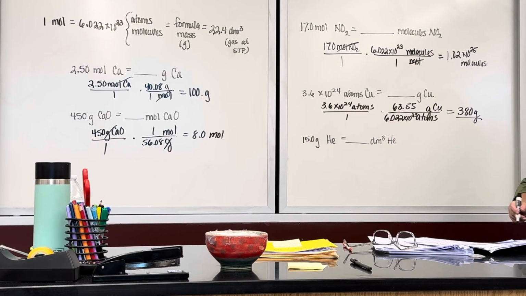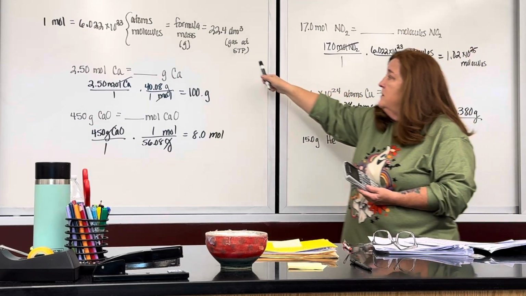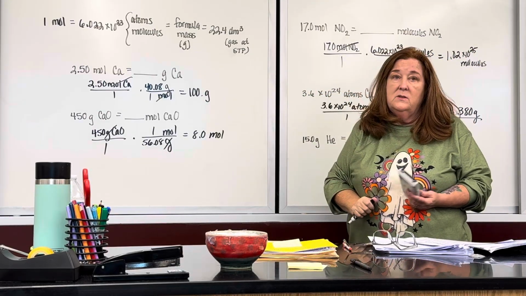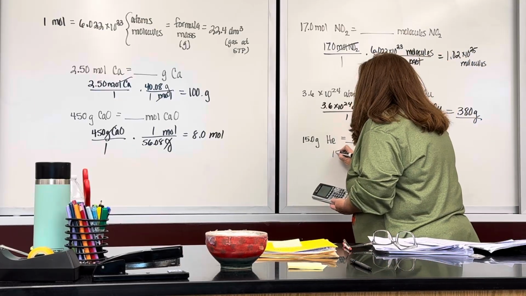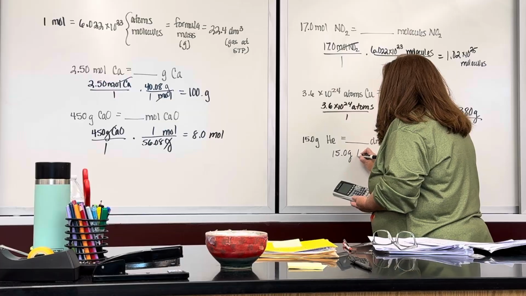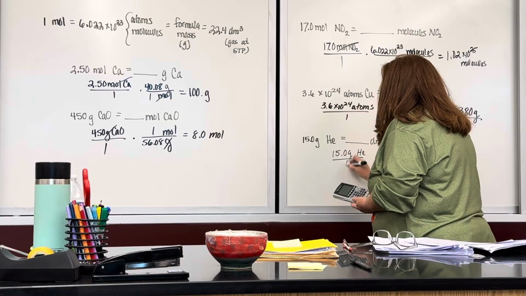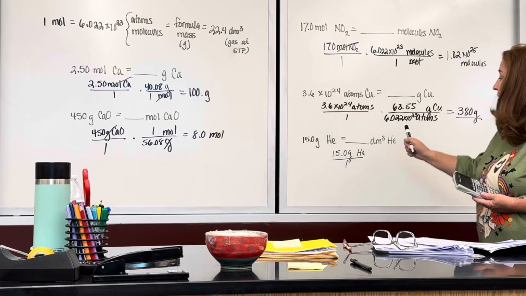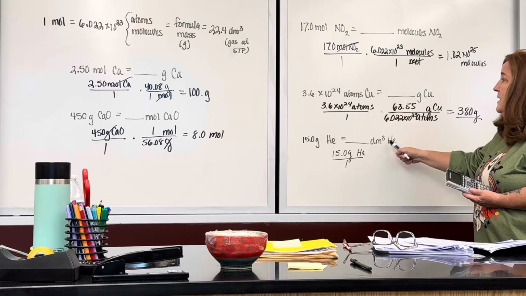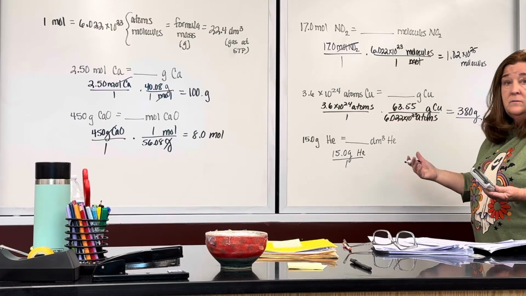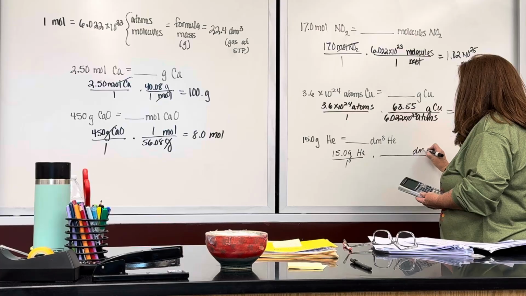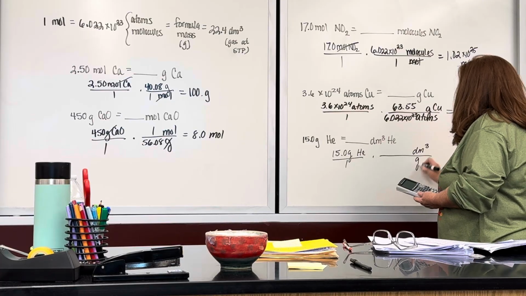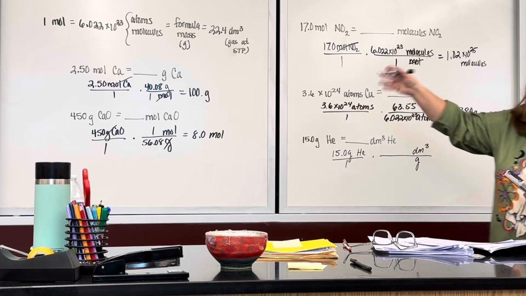The last one deals with gases, and the only time you can use the last part of the equation, this part here, is if it's a gas at STP, which stands for standard temperature and pressure. So I take 15 grams, that's what's been given, of helium, and I put it over 1. And I need to change from grams of helium to decimeters cubed, which is a volume. So I set up a conversion factor, I put decimeters cubed in the top, and I put grams in the bottom. I look at my big equation.